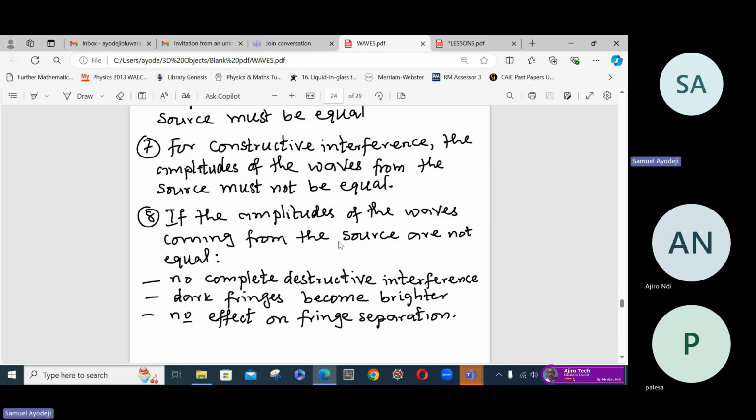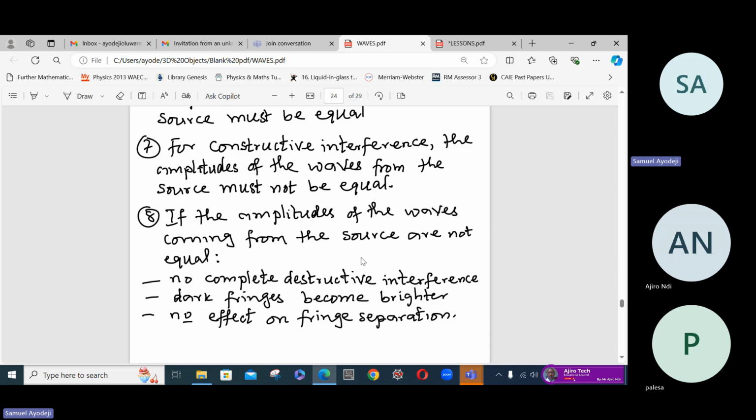Amplitudes are not equal. What am I forming? I'm forming constructive interference. So that means there is no complete destructive interference. Dark fringes become brighter, because I'm moving from destructive to constructive, from dark fringes to bright fringes, and no effect on fringe separation. It does not affect fringe separation. So take note of this.